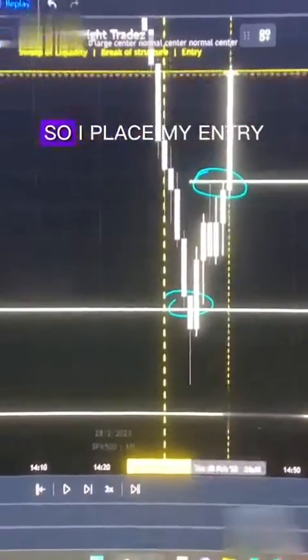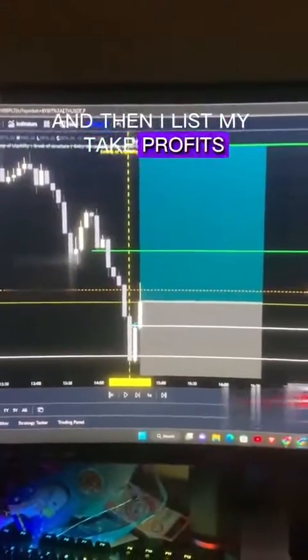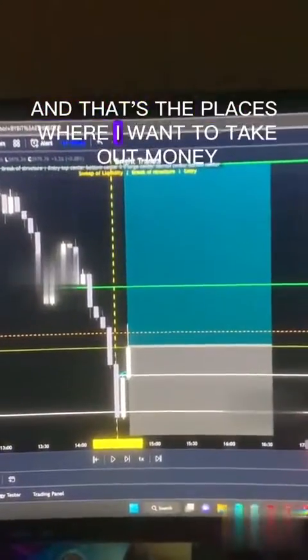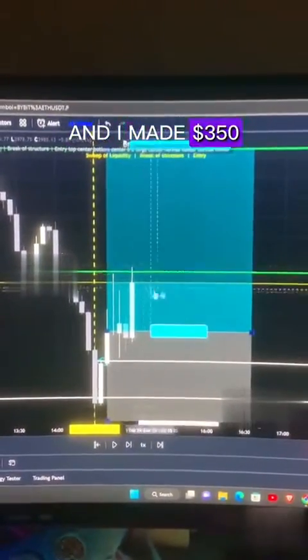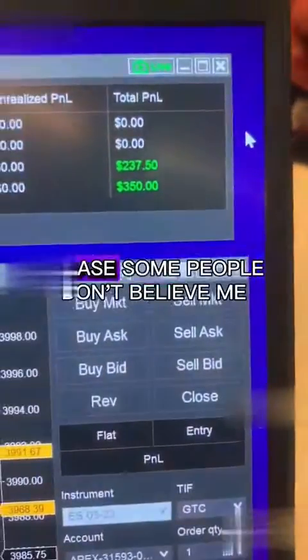it closed above it, so I place my entry, and then I list my take profits, which I listed as green, and that's the places where I want to take out money when it hits. When it hit the first green line, I closed the entire trade and I made $350. And here's some proof in case some people don't believe me.